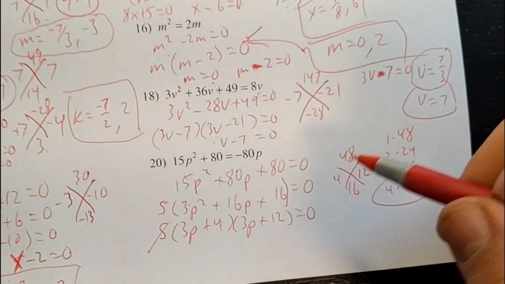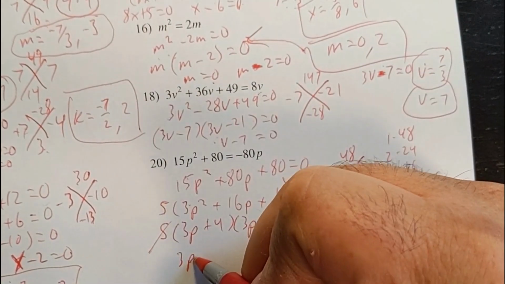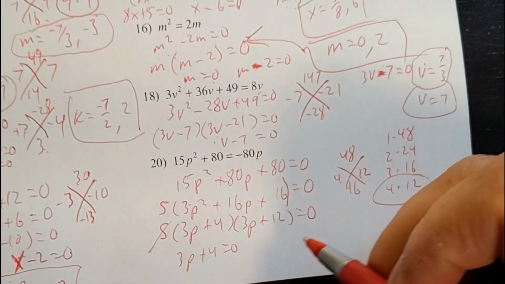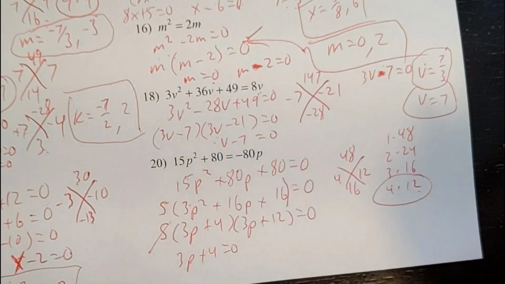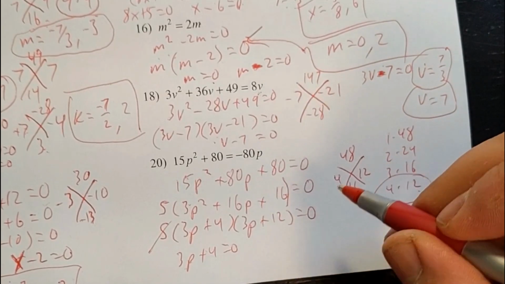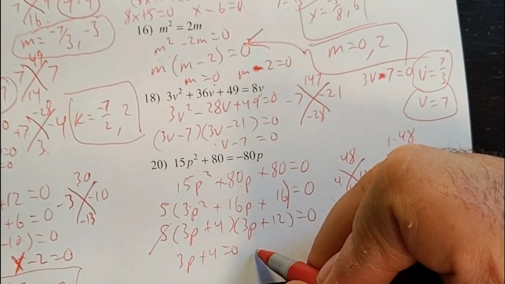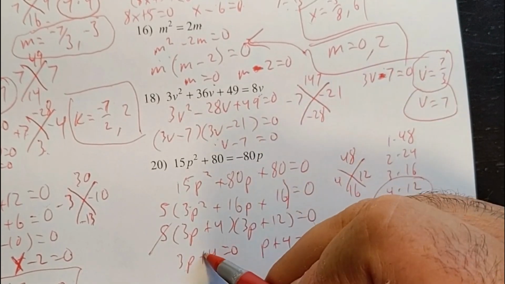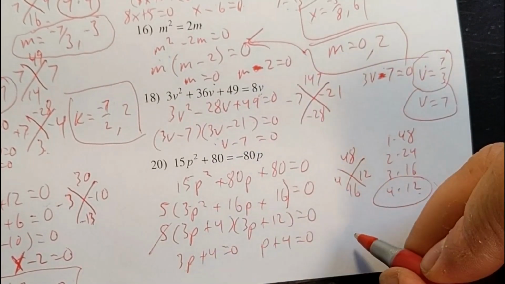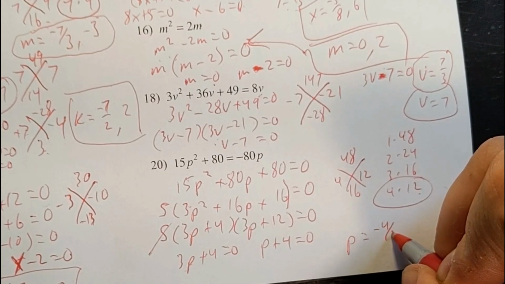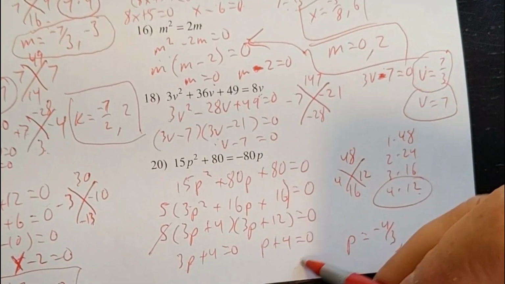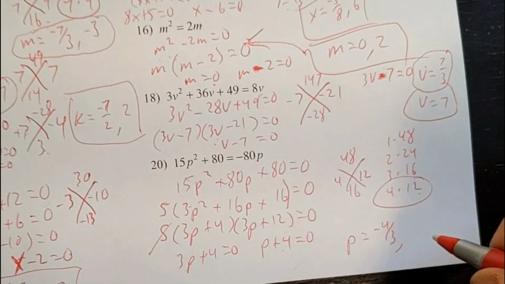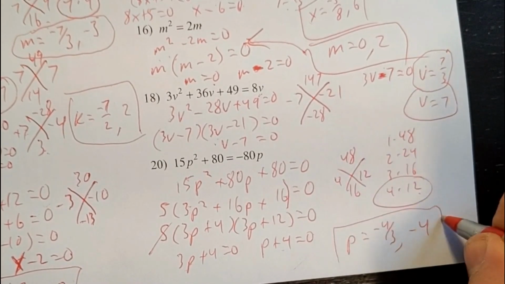5 doesn't work because 5 equal to 0 doesn't make sense. 3p plus 4 equal to 0. That's okay because they don't have a greatest common factor. And this one, 3p plus 12, if you divide 3 out, becomes p plus 4. Now subtract 4 and divide by 3, and your first answer is negative 4/3. On the other term, you're going to subtract 4, and you get negative 4. And those are your two answers.